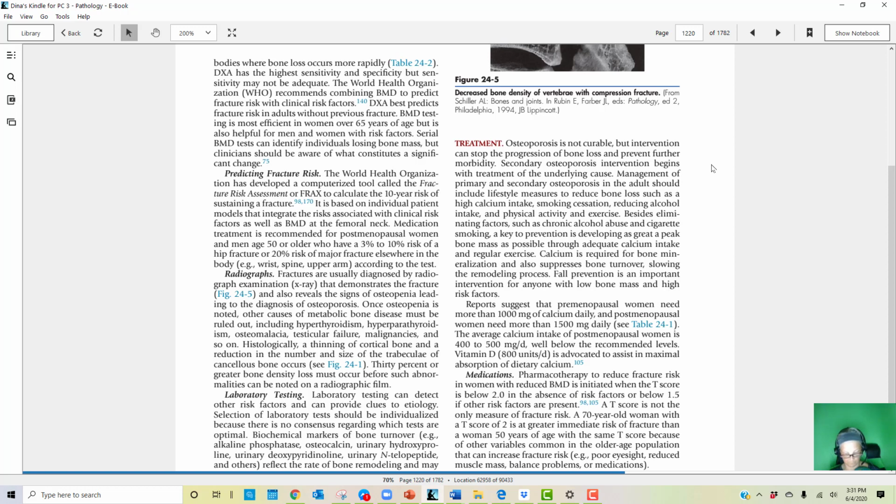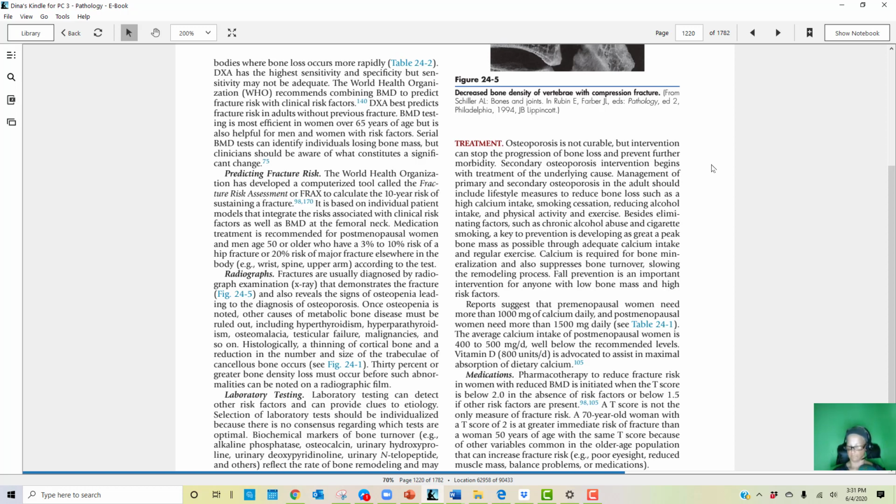BMD testing is most efficient in women over 65 years of age but is also helpful for men and women with risk factors. Serial BMD tests can identify individuals losing bone mass, but clinicians should be aware of what constitutes a significant change. Predicting fracture risk.